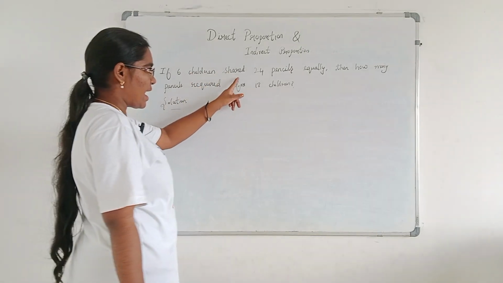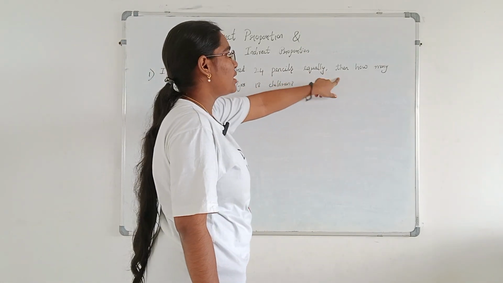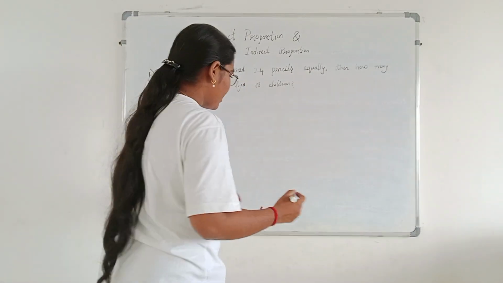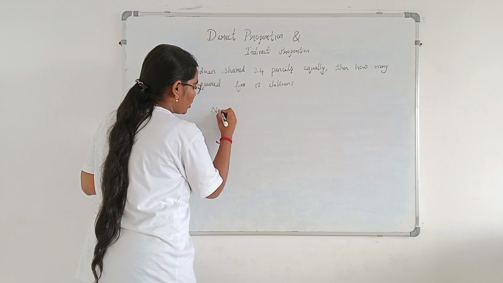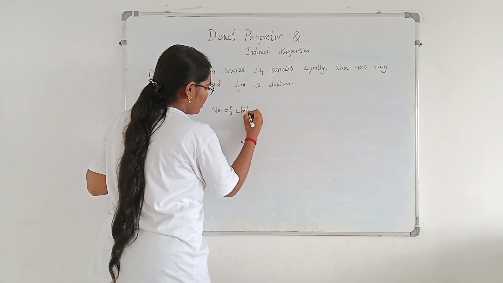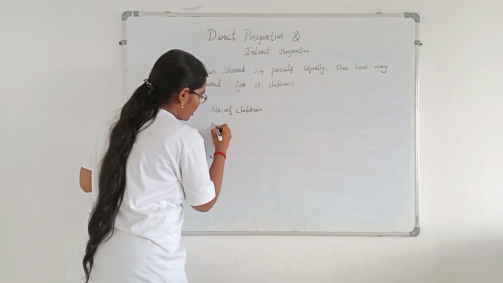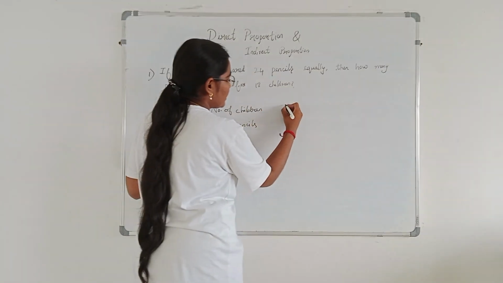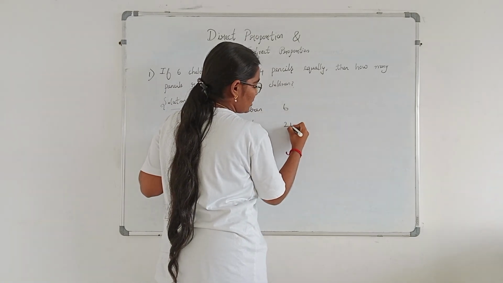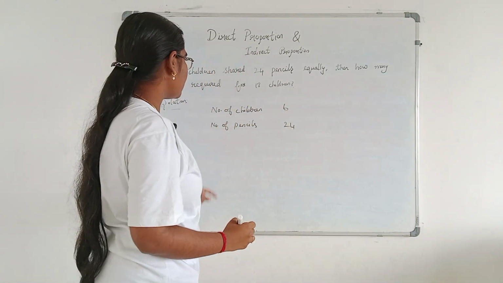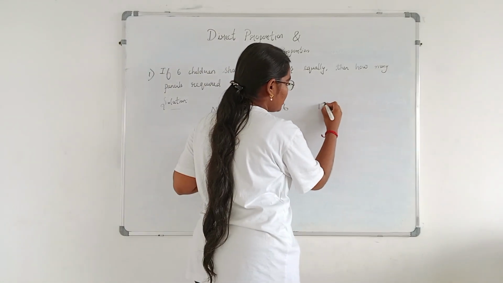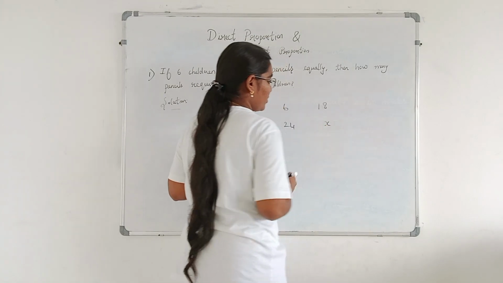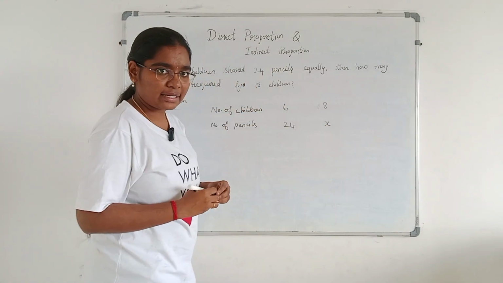If 6 children share 24 pencils equally, then how many pencils are required for 18 children? First, we should write the given data. What are the given data? Number of children and number of pencils. So for 6 children, 24 pencils. For 18 children, how many pencils are required, and we have to find that value. So let us assume that to be x.